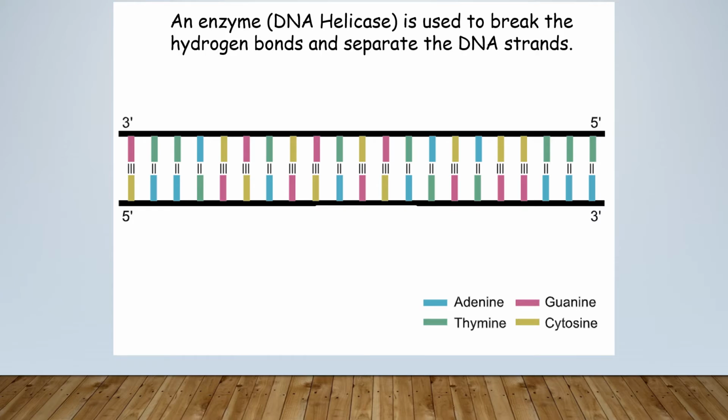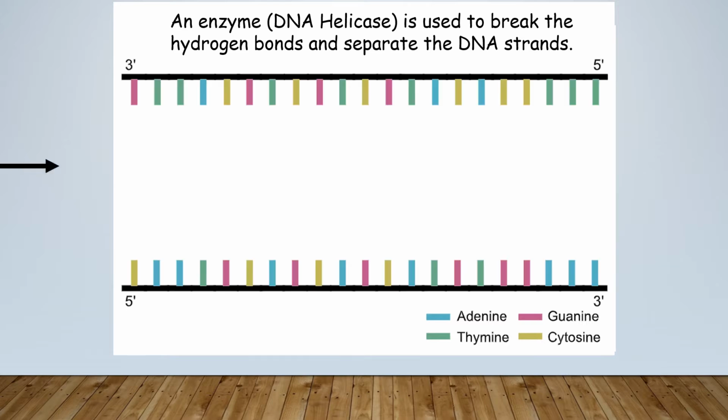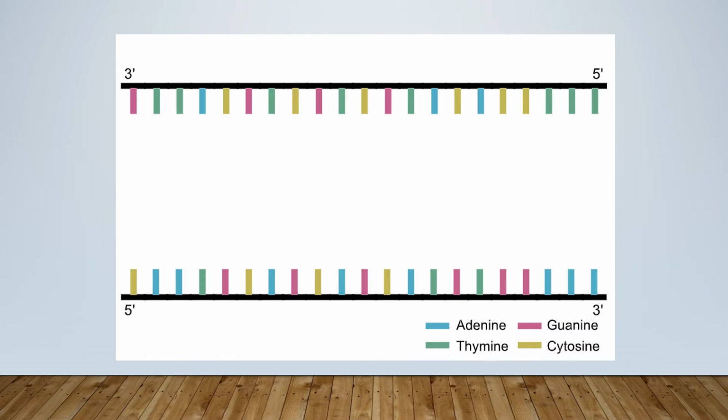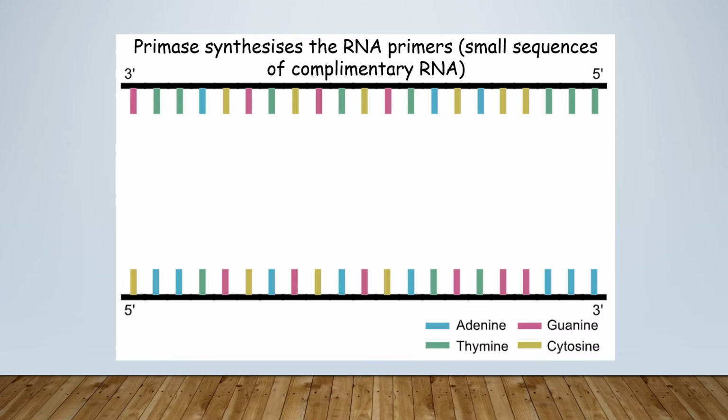And that is done by an enzyme called DNA helicase. So simply, helicase, its job is to split that helix into 2. So it breaks the hydrogen bond, separates the strands. There it goes. Okay, so we've now got 2 DNA templates. Started off with a double strand, we've now got 2 single strand templates to work on. So now we have our 2 individual complementary strands ready for replication. Primase, our new enzyme, is going to come along and synthesize some RNA primers, which are small sequences of complementary RNA.